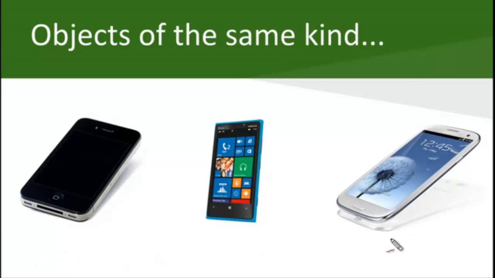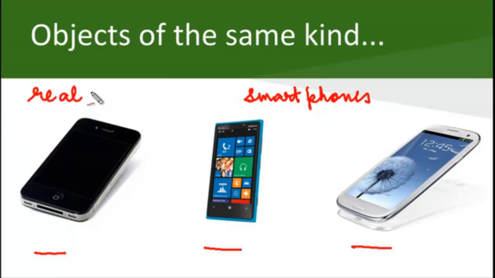There are three things in front of you. There are three objects. What is one thing common between all of them? There are a lot of things common between all of them, but how will you classify them? So you can term them as smartphones.